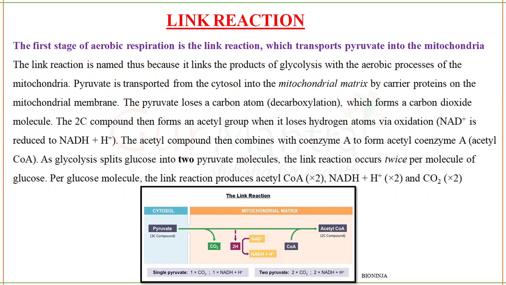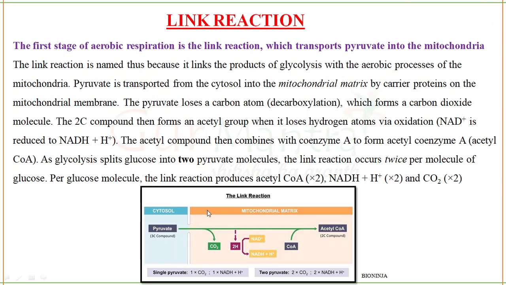So always remember, for one glucose molecule, 2 pyruvate is produced, therefore 2 acetyl-CoA will be produced, and therefore the TCA cycle will happen 2 times. Okay, I hope you remember it.